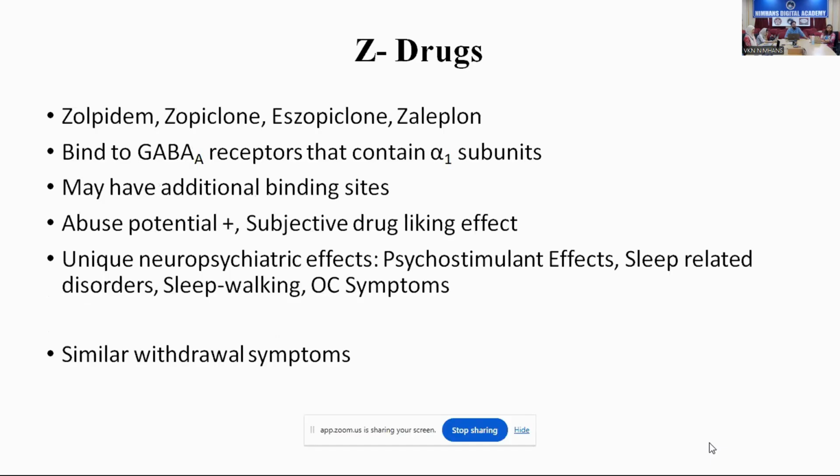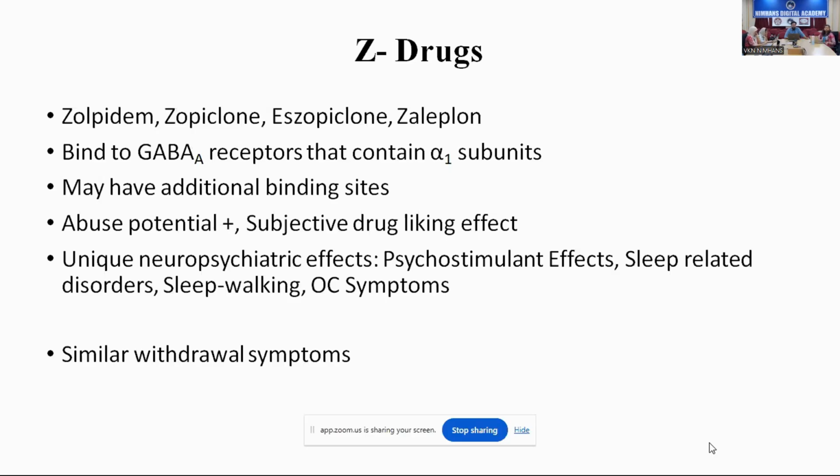Just one last slide on the Z drugs, because Z drugs were initially marketed as a safer alternative to dependence-causing sedatives and hypnotics. But I think we have had multiple cases where we have seen Z drug dependence also. So Z drugs include your zolpidem, zopiclone, your S-zopiclone and your zaleplon. Again, they bind to the GABA A receptors that contain the alpha-1 subunit. Only the alpha-1 subunit containing GABA A receptors.